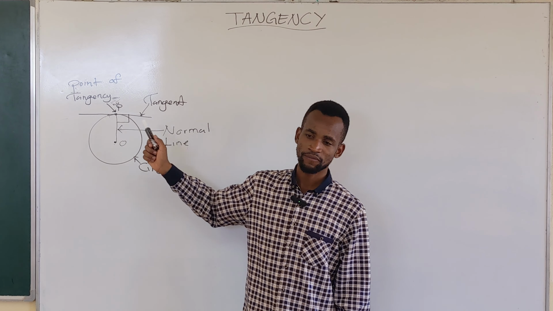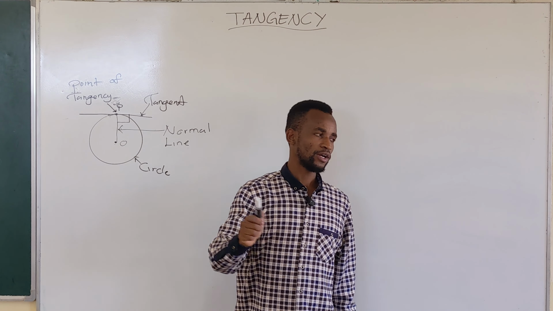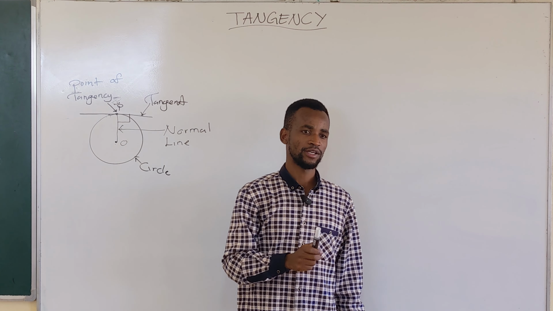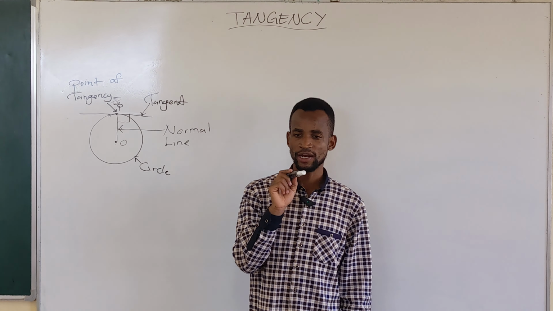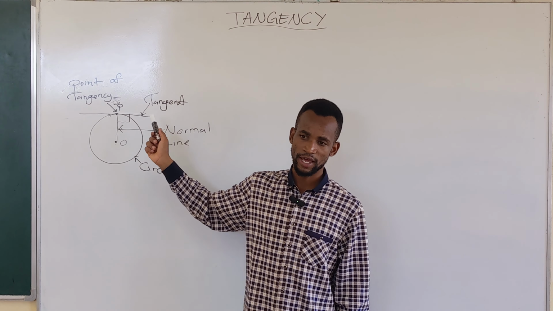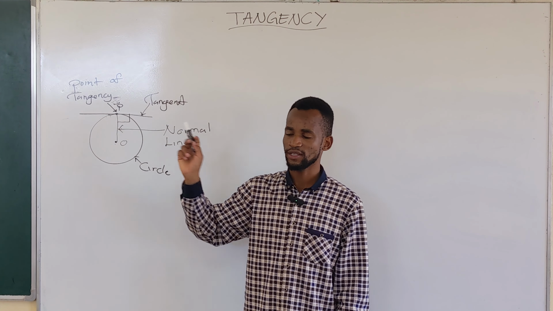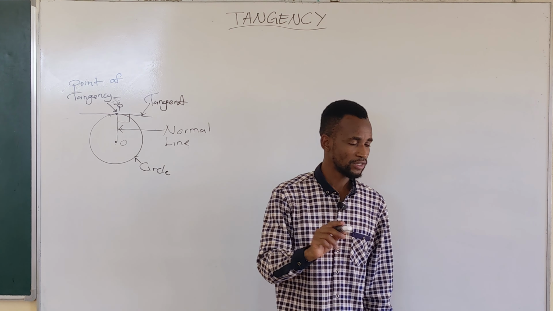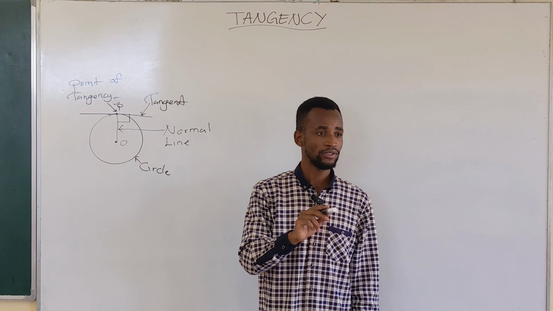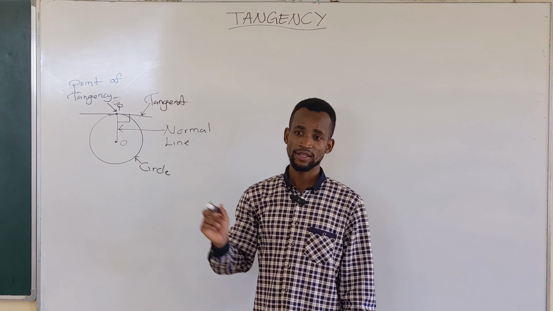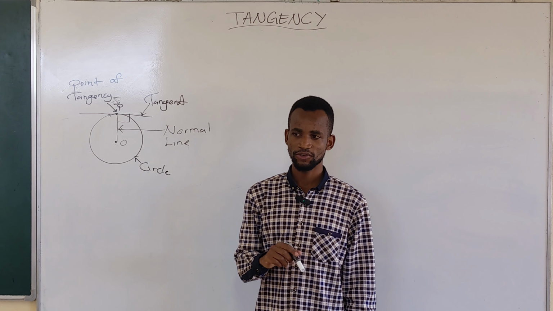And when you draw a line from the point of tangency to the center of the circle, or from the center of the circle to the point of tangency, that line is called the normal. And it is always at an angle of 90 degrees with the tangent line. So that is the basis for constructing a tangent at any point on the circle. The first thing is you identify a point where you want to draw the tangent, and the point should be on the circle, right? And then at that point, you draw a line to represent the normal.